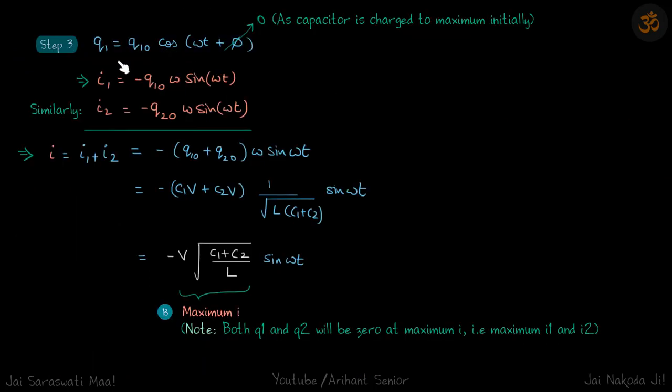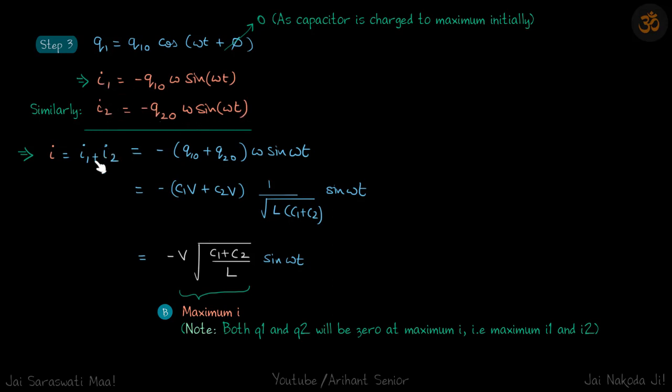So let's do that. The solution of that equation, that harmonic variation of charge Q1, is Q1₀ cos(ωt + φ). Now initially the capacitor is charged to the maximum, so Q1 is Q1₀ at t = 0. That means φ = 0. So we differentiate this equation and we get I1 = -Q1₀ ω sin ωt. Now I'm not solving it for the whole thing for the second loop, but if you follow the whole process, you are going to get I2 = -Q2₀ ω sin ωt.